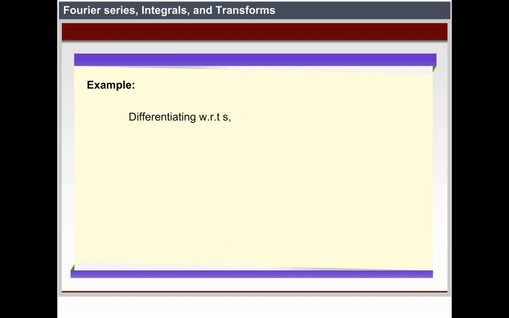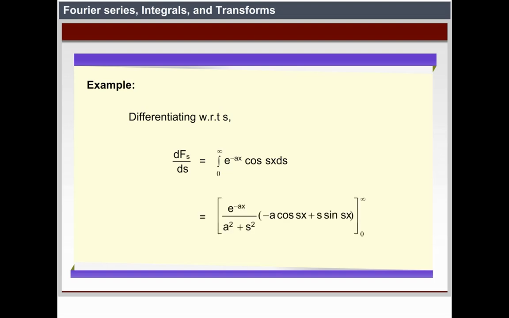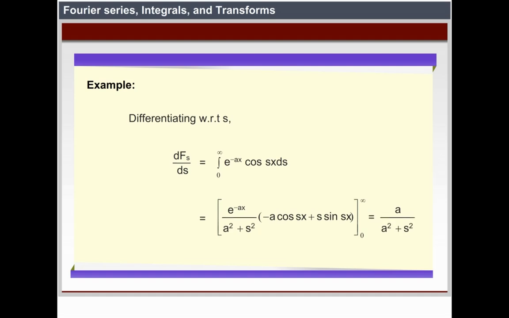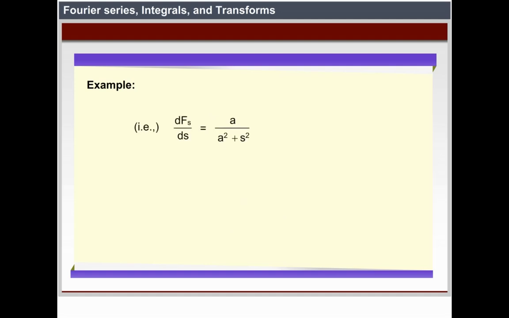Differentiating with respect to s, d capital Fs by ds, that means differentiation, equal to integral 0 to infinity e power minus ax into cos sx into dx, equal to e power minus ax divided by (a square plus s square) into (minus a cos sx plus s sin sx) with the limit 0 to infinity, equal to a by a square plus s square. After applying the limits, we get this formula, that is d capital Fs by ds equal to a divided by a square plus s square.